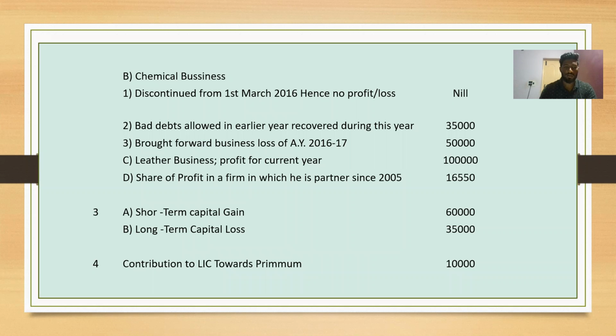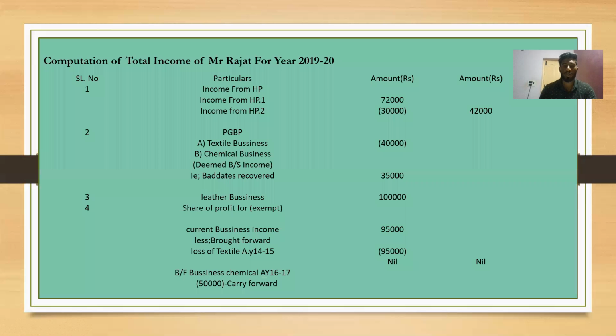And next is the leather business. Share of profit in the firm. See, when there is a profit in terms of share, that amount of profit is exempt. So I have written exempt.